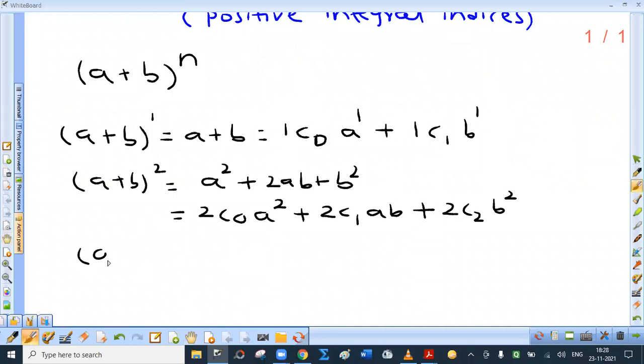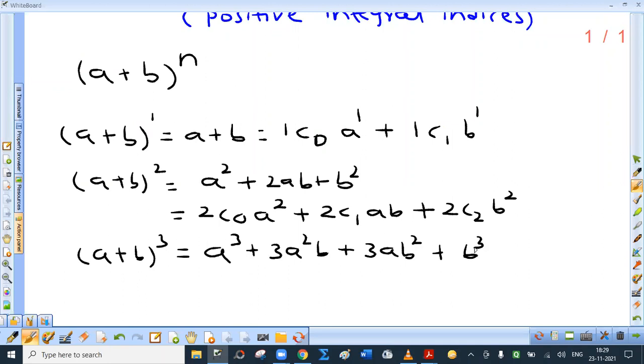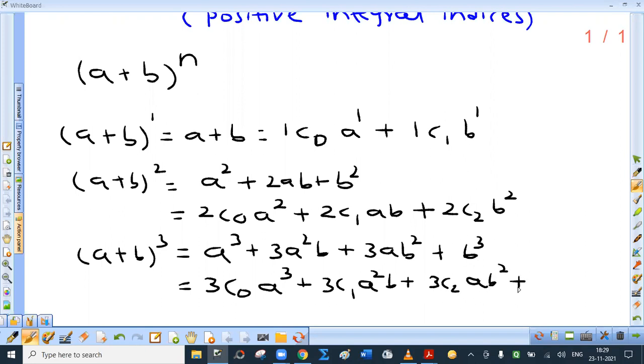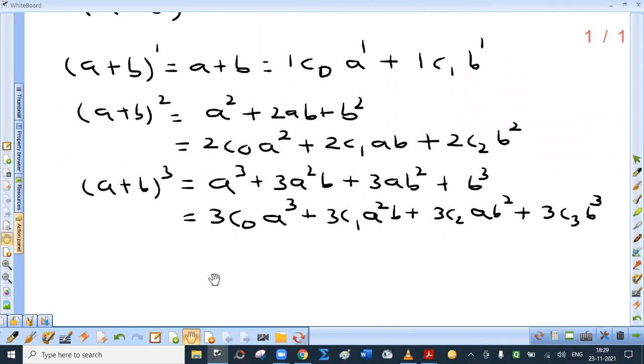Okay. Now, what is A plus B bracket cube? A plus B bracket cube is A cube plus thrice A square B plus thrice AB square plus B cube. Now index is 3. So I write this as 3C0 A cube plus 3C1 A square B plus 3C2 AB square and finally 3C3 B cube.